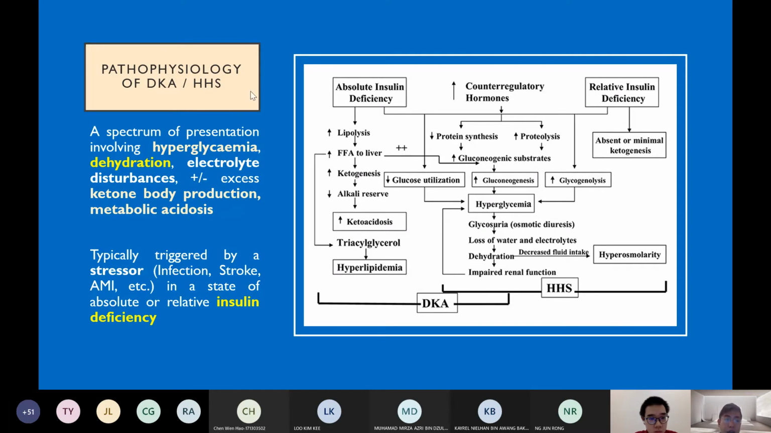And on the other end of the spectrum are patients with absolute insulin deficiency. So patients whose beta cells aren't producing any insulin at all, therefore driving them into a ketoacidotic state. And all this will tip them into a positive feedback cycle, basically, and then they go into acidosis and develop diabetic ketoacidosis.